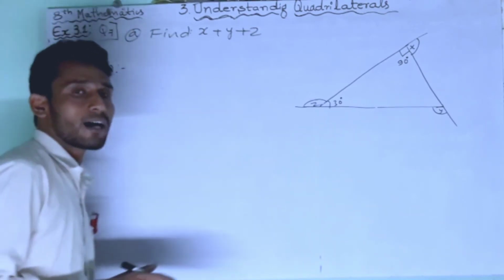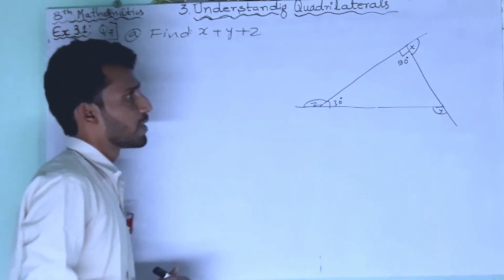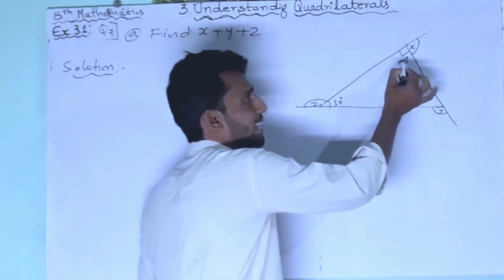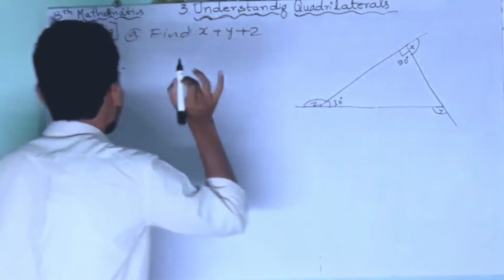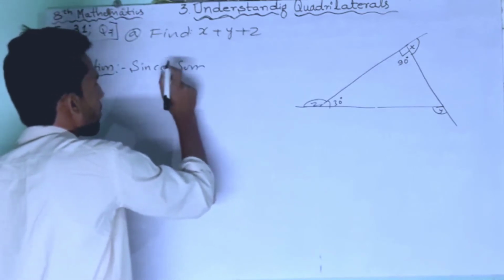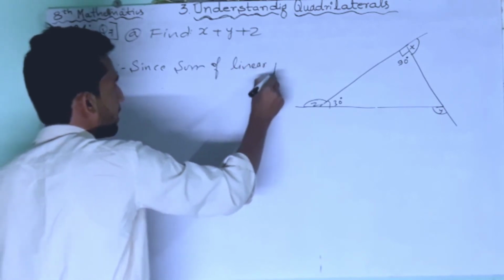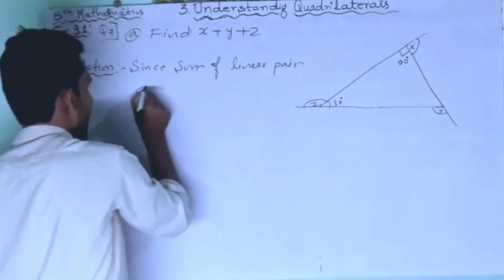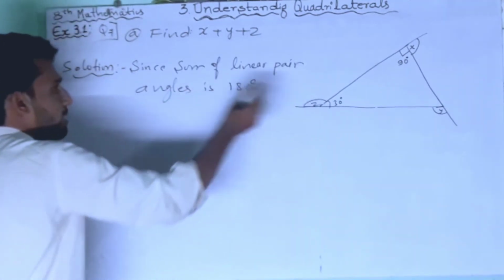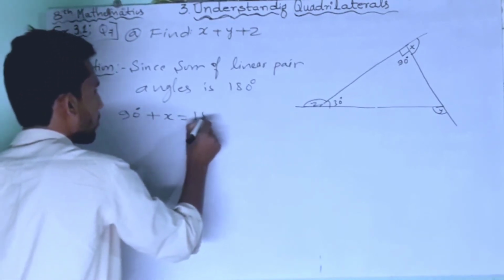Solution. We know the sum of a linear pair of angles is 180 degrees. This is 90 degrees, which means this is also 90 degrees. Now we can write, since the sum of a linear pair of angles is 180 degrees, 90 degrees plus x is equal to 180 degrees.